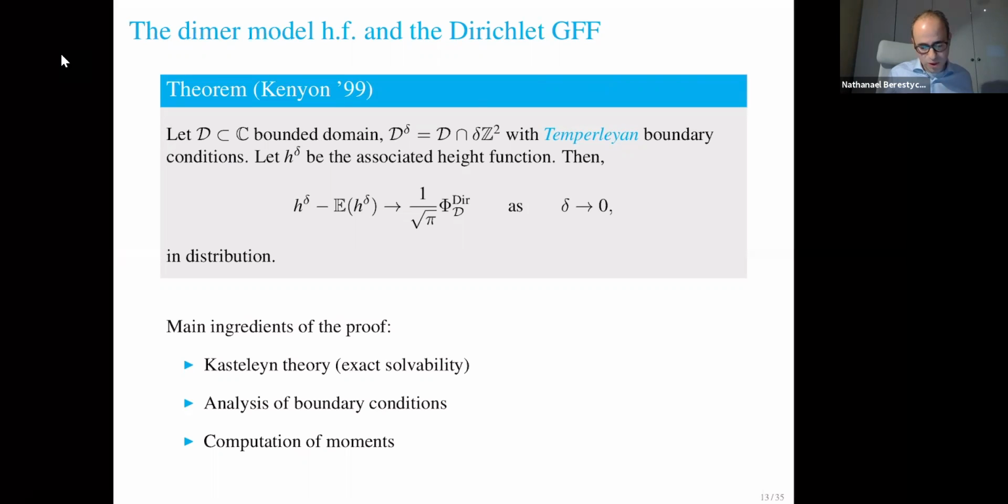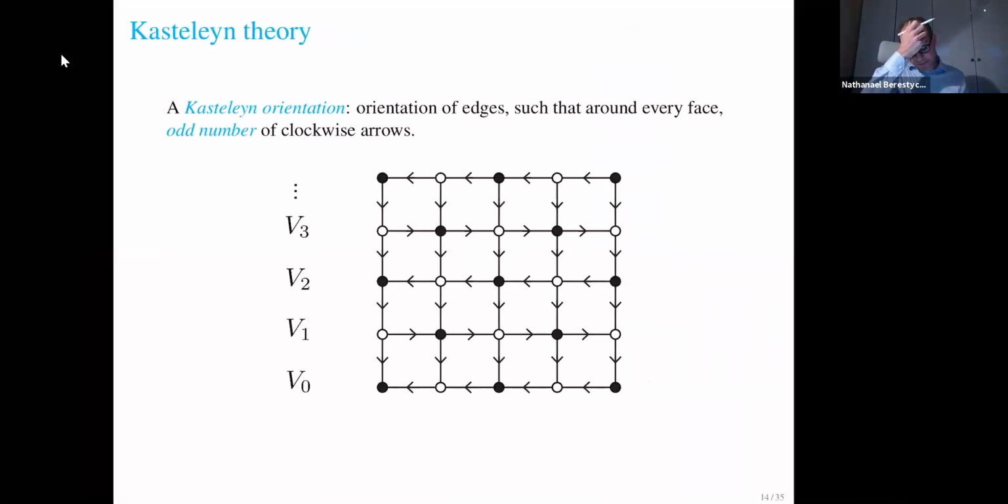And so I think he was maybe the first to point out the importance of the Gaussian free field in statistical mechanics. So I'll say a few words about some ingredients of the proof. There is this remarkable theory developed by Kasteleyn really at the start of the subject that I'll explain, I hope. And then part of it is to understand the boundary conditions, and that allows a computation of moments, which is at the end, as I said, where the result comes from. So let me say a word about Kasteleyn theory.